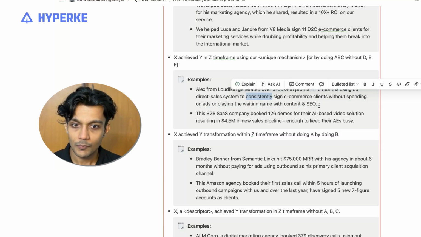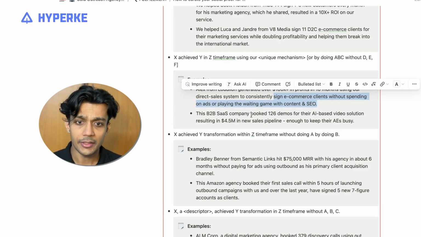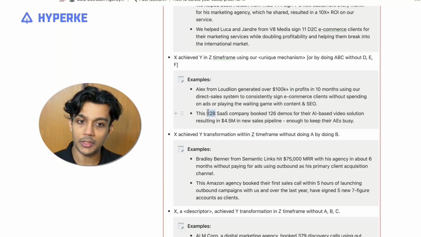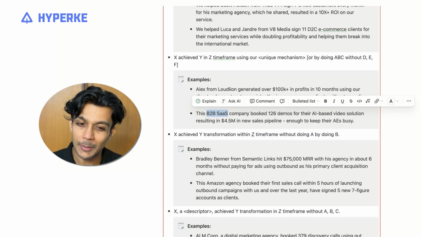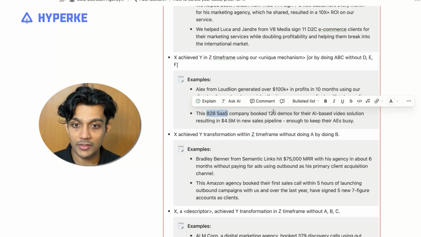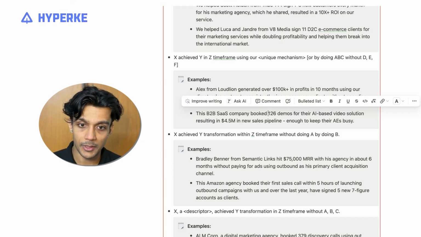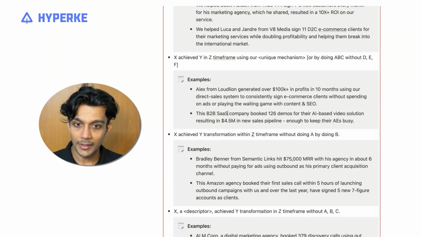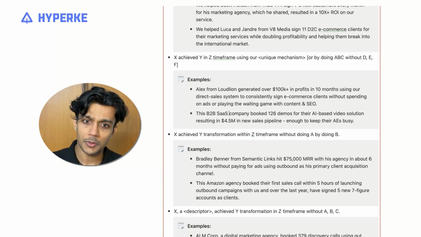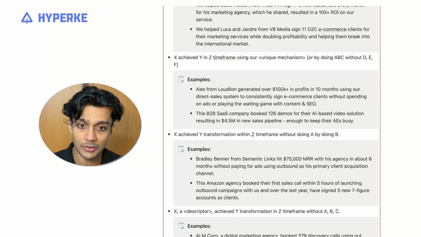Another example, B2B SaaS company that booked 126 demos for their AI-based video solution, $4.5 million in new sales pipeline, helped them keep their account executives busy. So this is the hero. This and this, I'm talking about 2 outcomes here, 126 demos and 4.5 million in new sales pipeline. The reason I do that is because different companies care about different things, right? So this case study, it talks about demos because a director of sales or a director of business development cares more about demos, because they know if you have enough demos, their team can sell.